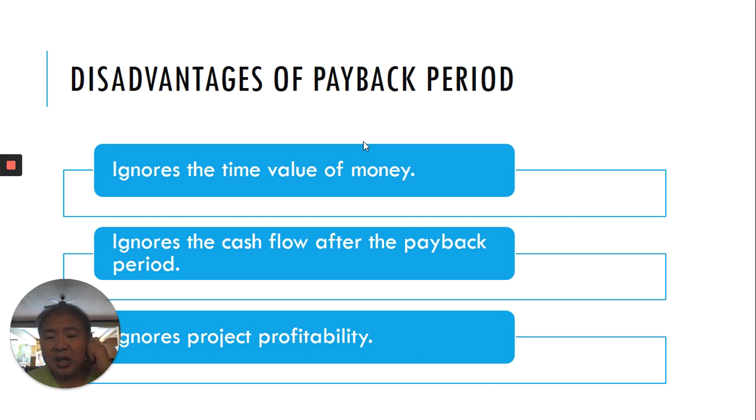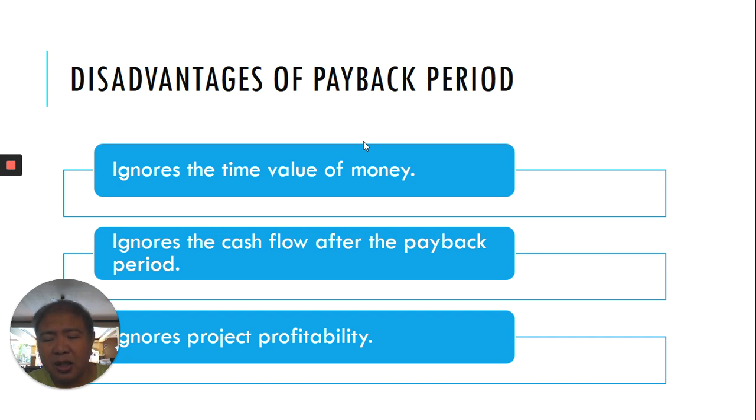Number two, it ignores the cash flow after the payback period. Recall that when we have computed the payback period, we're done. We will present that to management: the payback period is this and that. Whether it's acceptable or not to management is another thing. But we do not consider anymore the cash flows after we have reached the payback period, because what we only want to know is when we recover our investment. That's the only thing we want to know for the payback period.